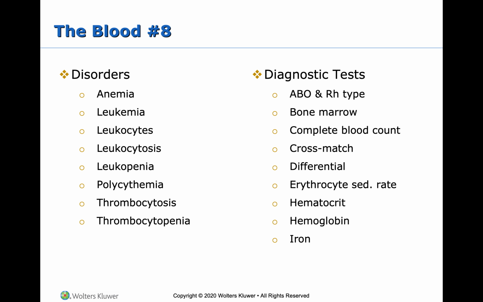Erythrocyte sedimentation rate. This is basically looks at like swelling and inflammation and stuff like that. Hematocrit and hemoglobin. This is part of a complete blood count, and iron.